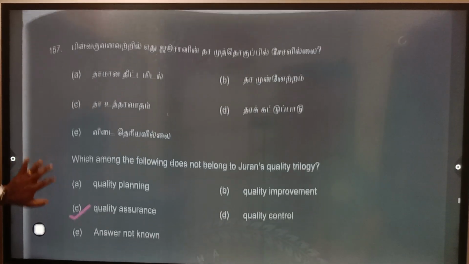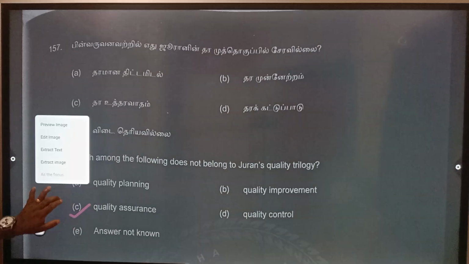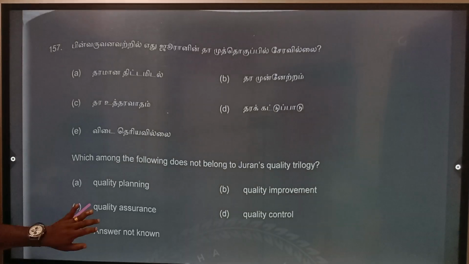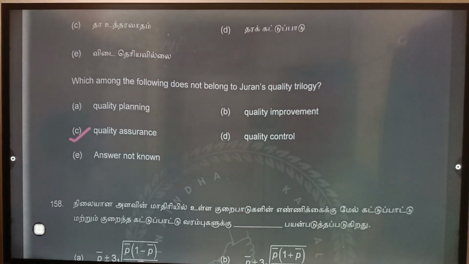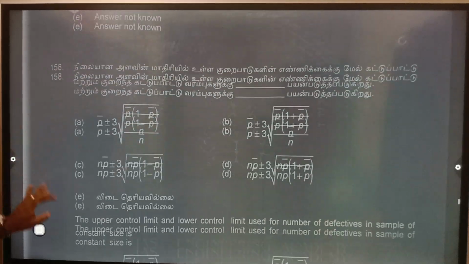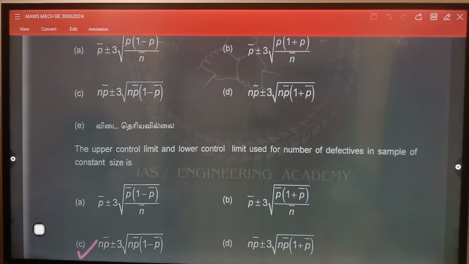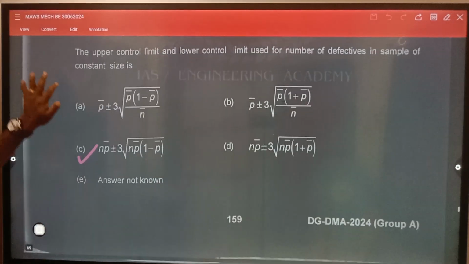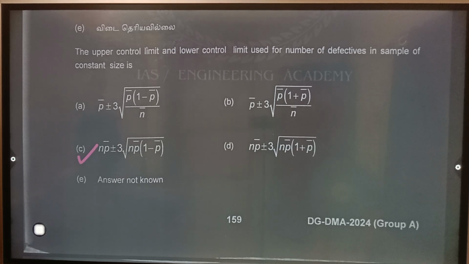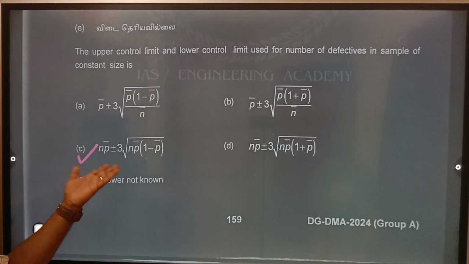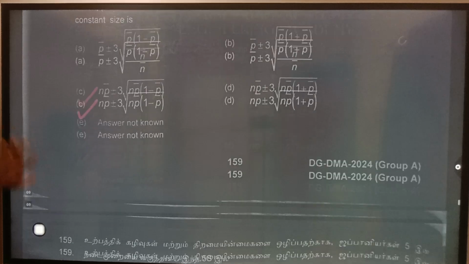Next, 157. Which among the following does not belong to Juran's quality trilogy? Quality assurance. C is the answer. 158. Upper control limit and lower control limit used for number of defectives in sample of constant size is NP bar plus or minus 3 into root NP bar into 1 minus P bar. The answer C is the answer.